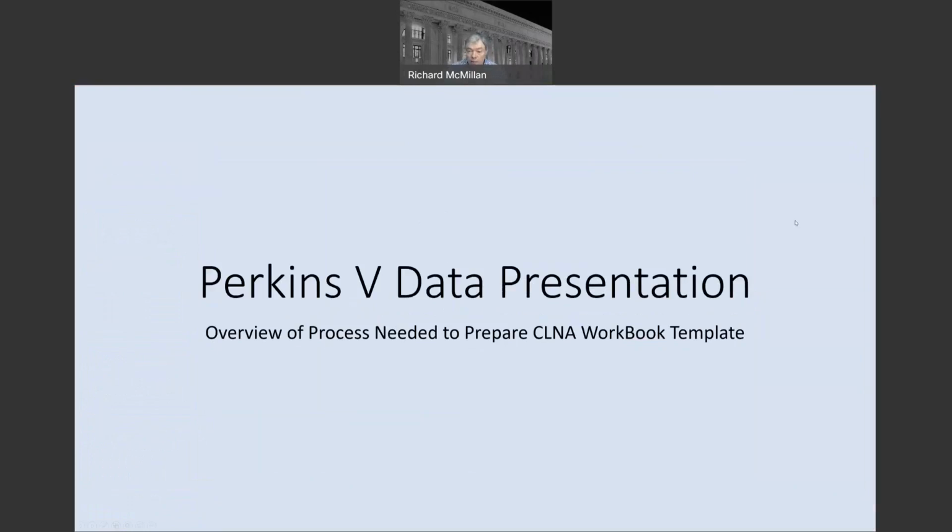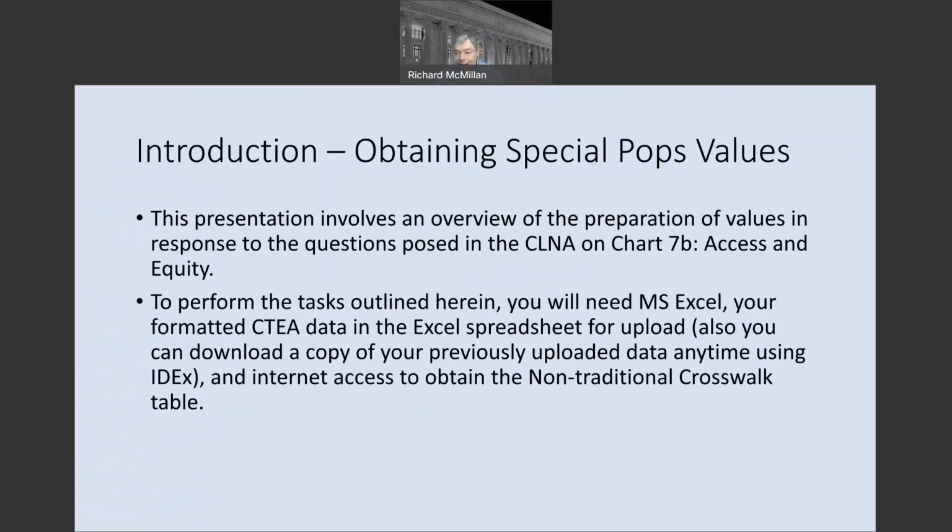The Perkins 5 data presentation: overview of process needed to prepare CLNA workbook template. Introduction, obtaining special populations values. This presentation involves an overview of the preparation of values in response to the questions posed in the CLNA on Chart 7b, titled Access and Equity.